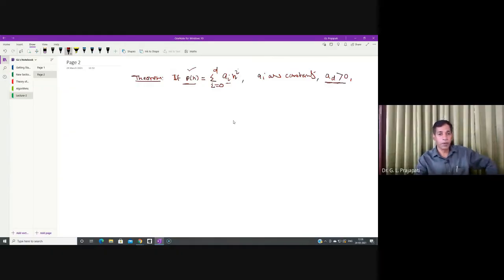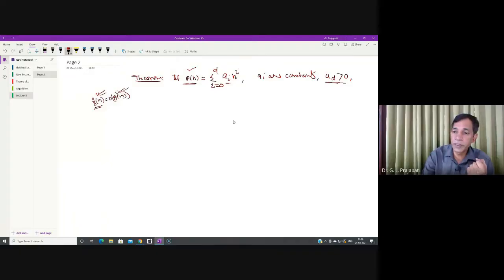Once we tell it like this, we are saying that these are asymptotically positive functions. When you have two functions f of n and g of n, and you are saying that f of n is big O of g of n, here we have assumed that f of n is an asymptotically positive function, and g of n is also an asymptotically positive function. So if the coefficient of the highest power is positive, then asymptotically this polynomial will be positive. That's why we ensure that ad must be greater than 0.